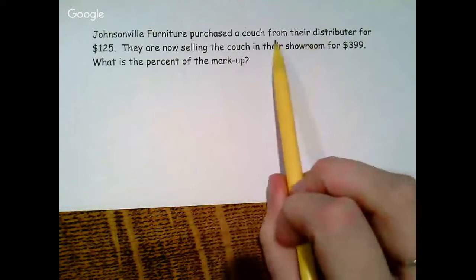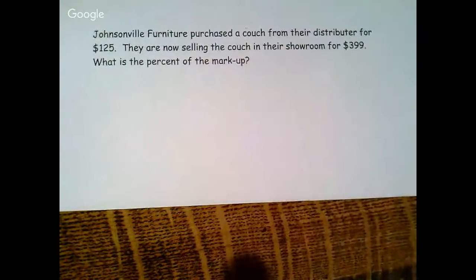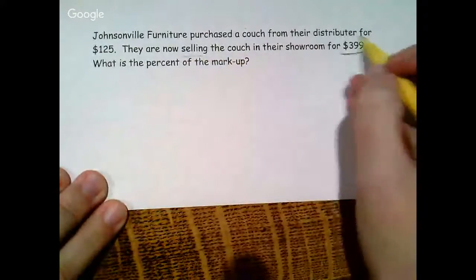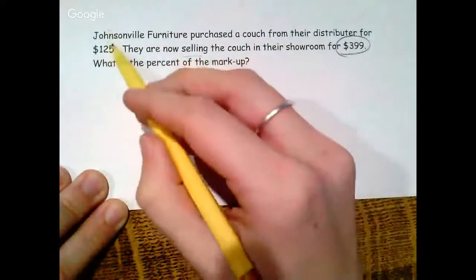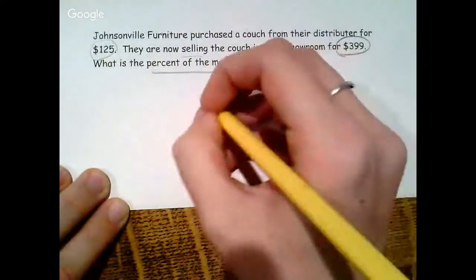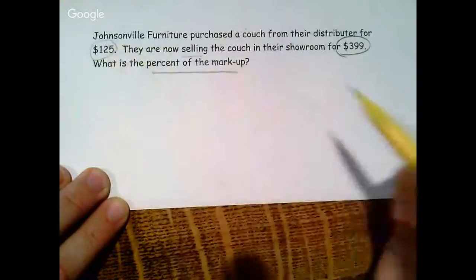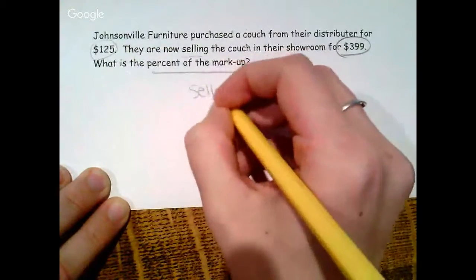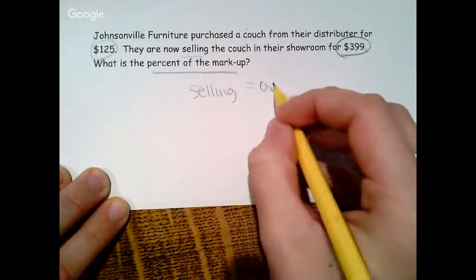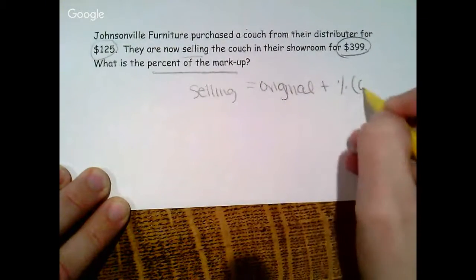So if I notice here, they got it from the distributor for $125 and they're selling it for $399. All right, so selling for $399 is important. And they got it originally for $125 and want to know the percent. So I know because it's marked up, they're selling it for more than they got it for. I know I'm going to use my equation selling equals original plus percent times original.